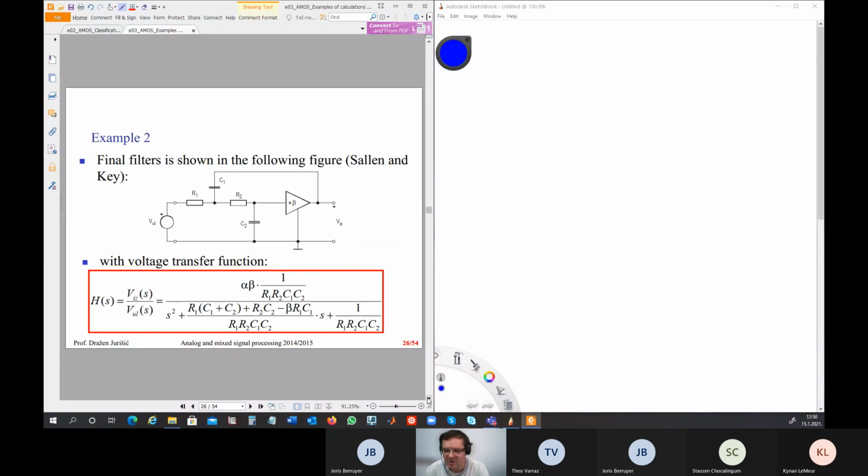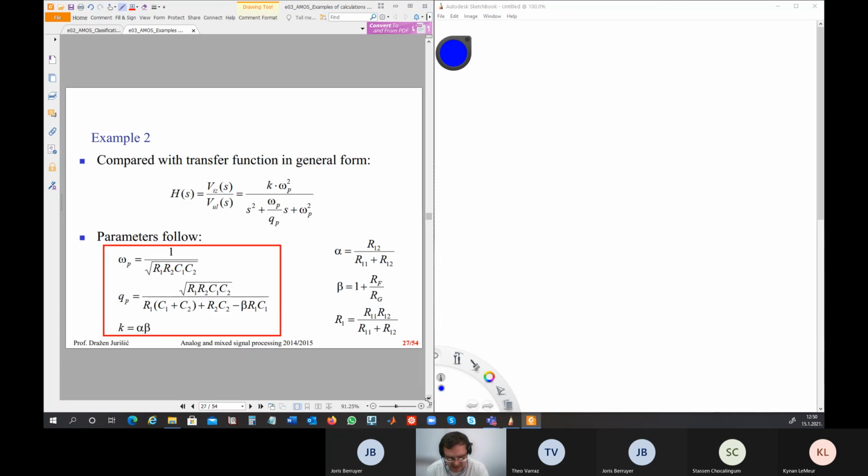So our filter circuit now looks much, much simpler. As you see, we don't have so much data anymore, and the transfer function is also simpler. Okay, so we expect it will be simpler for us to solve it. If we try to equate with this general form like we did already, then we obtain the equations for omega p, for Qp, for K. And of course, with these abbreviations, alpha, beta, and R1, this is something we have already used.